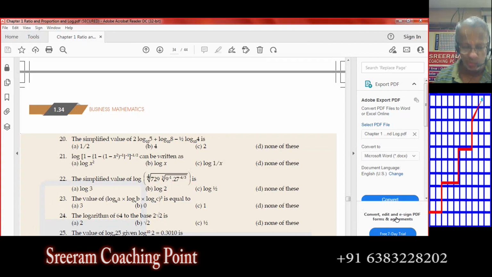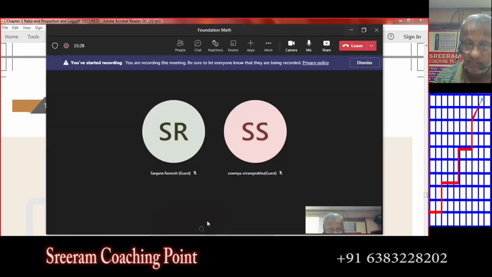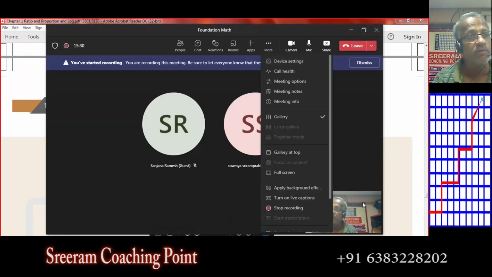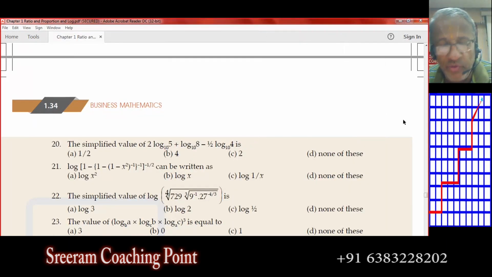The simplified value of 2 log 5 to the base 10 plus log 8 to the base 10 minus half log 4 to the base 10 is: half, 4, 2, none of the above.